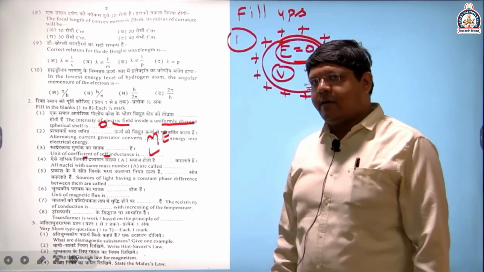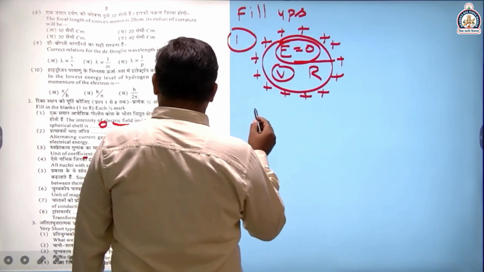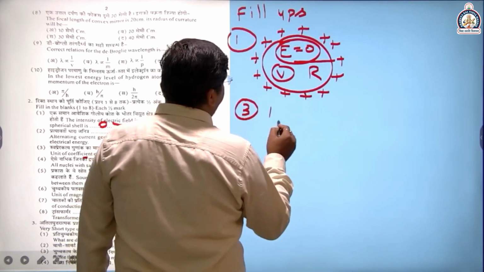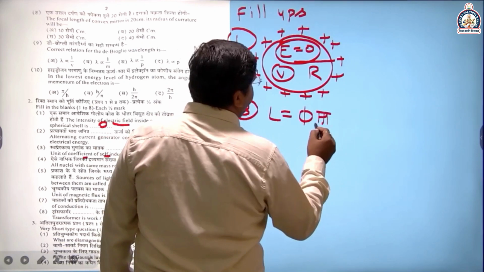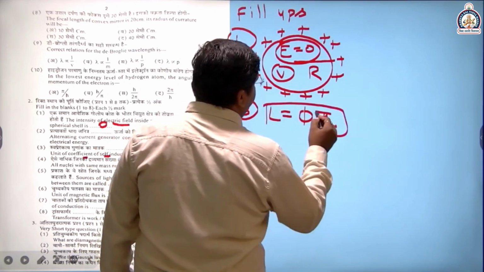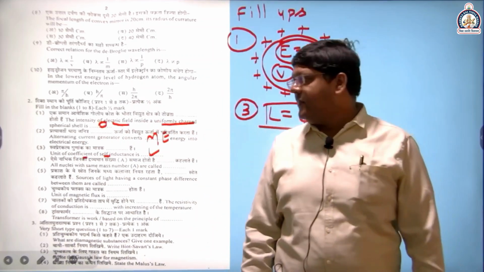For mutual inductance it is M, and for the third question the relation comes out to be L is equal to phi by I. This is the required relation. L is equal to phi by I. L is known as the self-inductance.